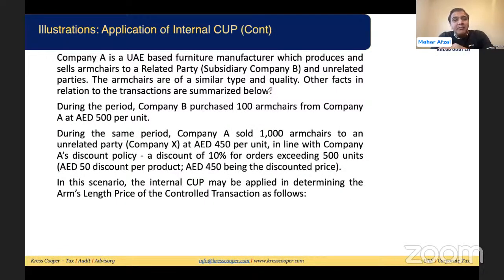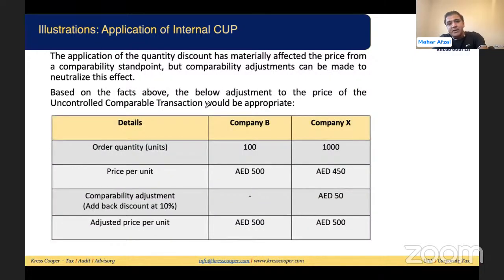There is one more example: Company A is a UAE-based furniture manufacturer which produces and sells armchairs to a related party, B, and to an unrelated party. The armchairs are of a similar type, important, similar type and quantity. This is very important. Under similar circumstances, same quantity, same type, the circumstances are the same, so principally the price should be the same as well. During this period, Company B purchased 100 armchairs from A at 500. Basically, the price A is charging to the related party is a different price from what A is charging to the third party. We need to make an adjustment to make sure that the transaction is being executed at arm's length and the price is the same after making the adjustment that we discussed earlier. This is basically the same explanation of the example.